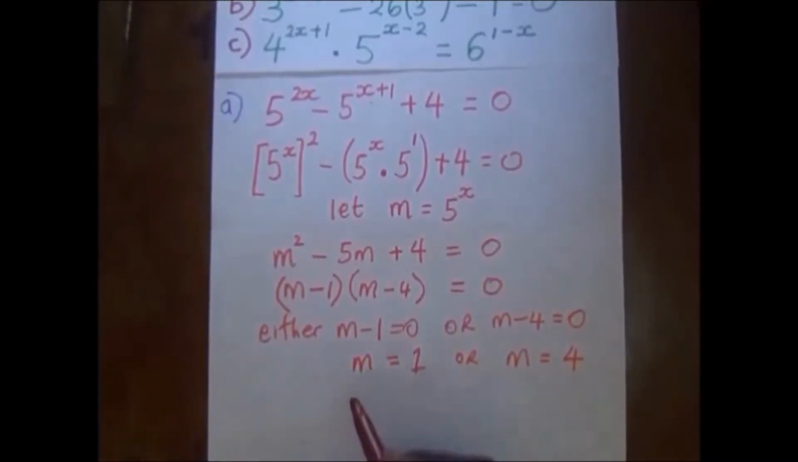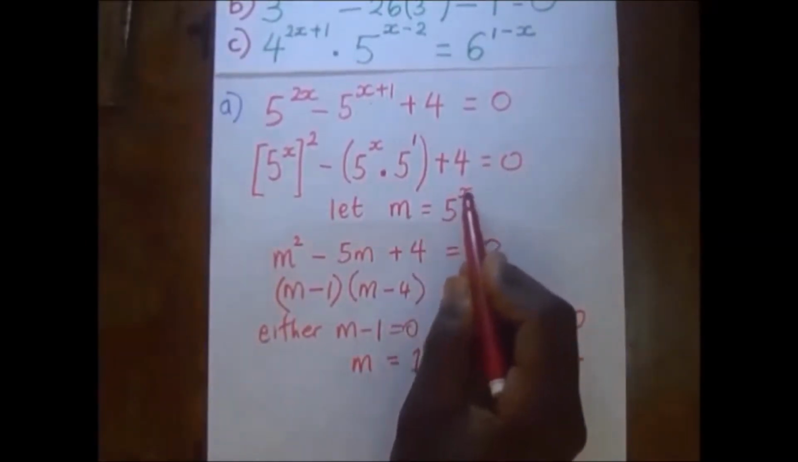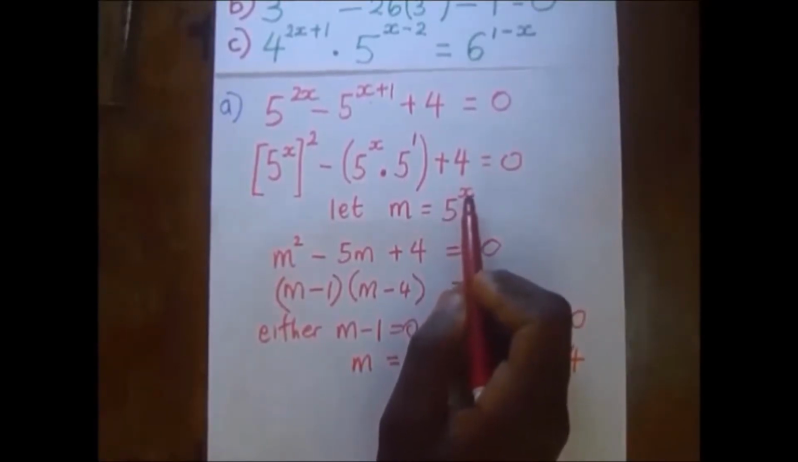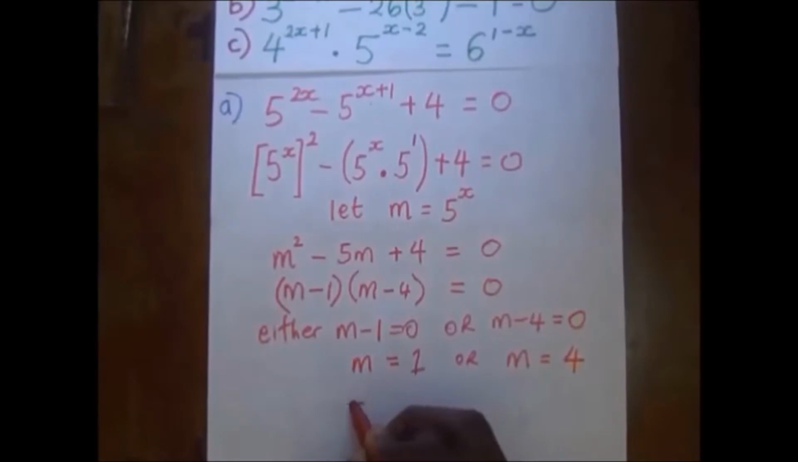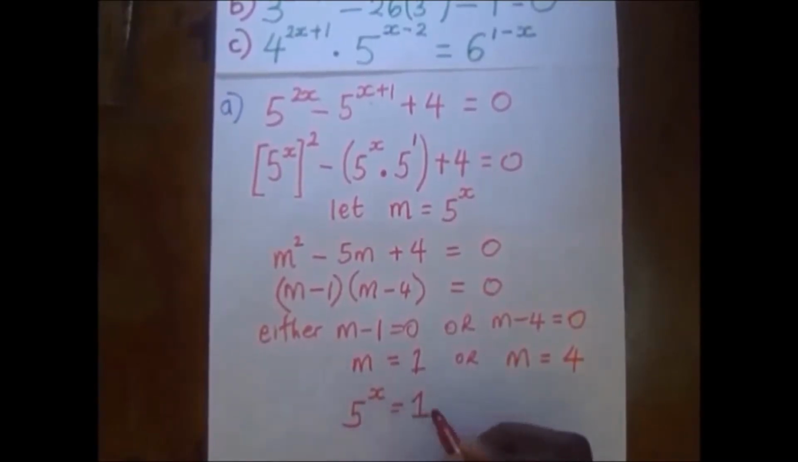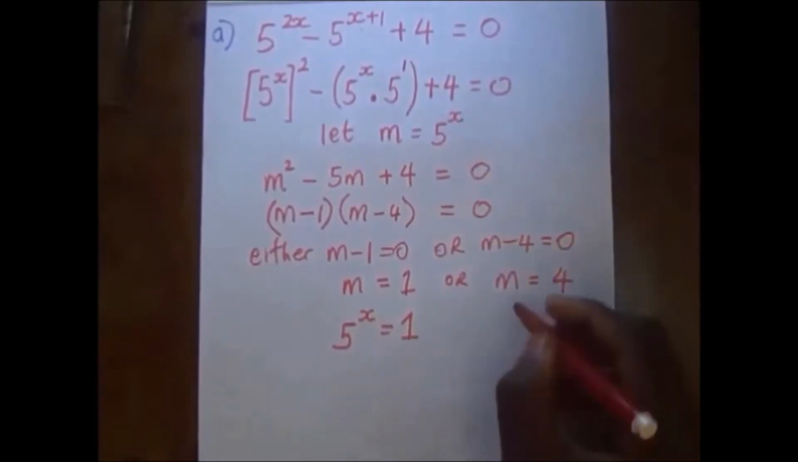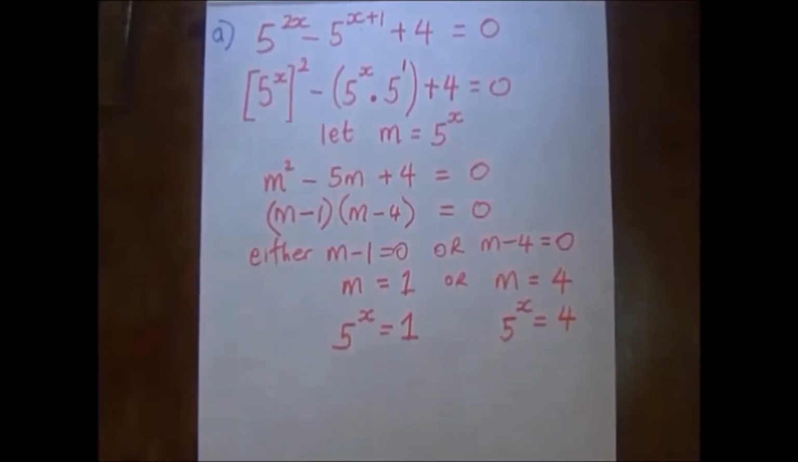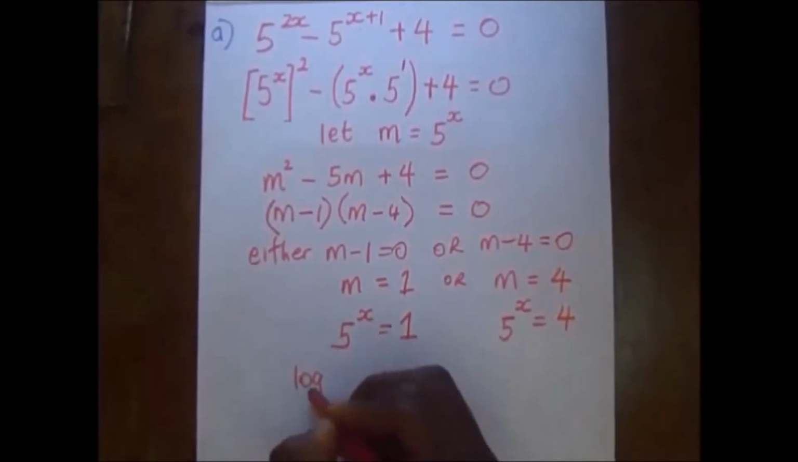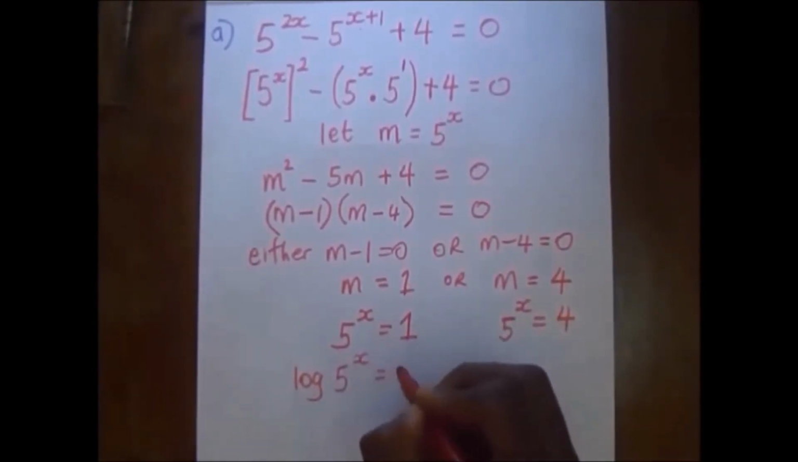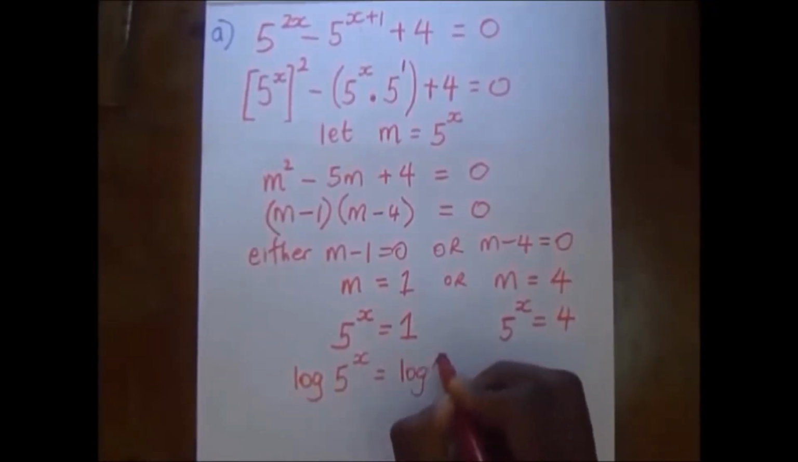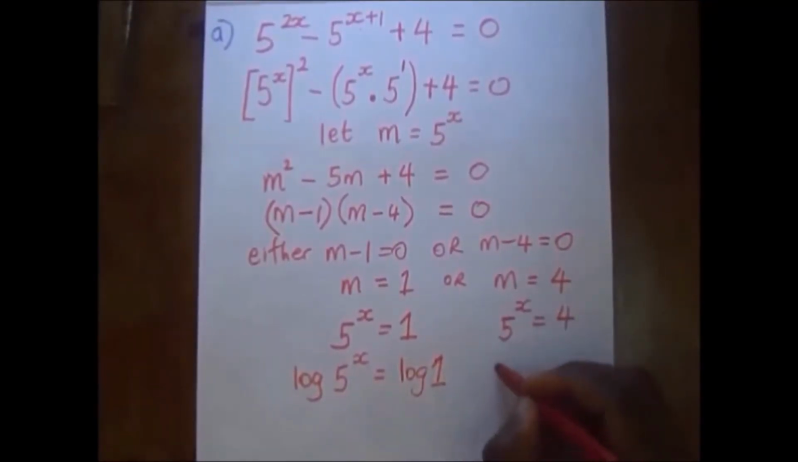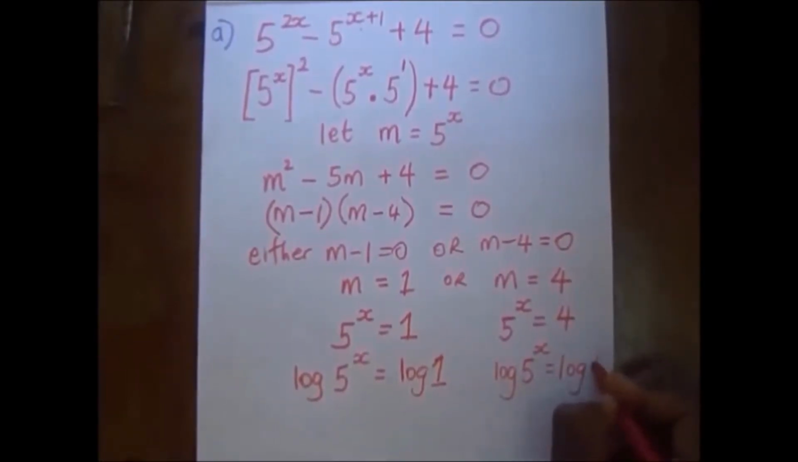But remember, we said that this m is equal to 5 to the power x, and we're interested in finding x. So we substitute for m in this expression and say 5 to the power x is equal to 1 here, and there 5 to the power x is equal to 4. So after introducing that like that, we introduce logarithms on both sides. Here the log of 5 to the power x is going to be equal to the log of 1, and even here we say log of 5 to the power x is equal to the log of 4.